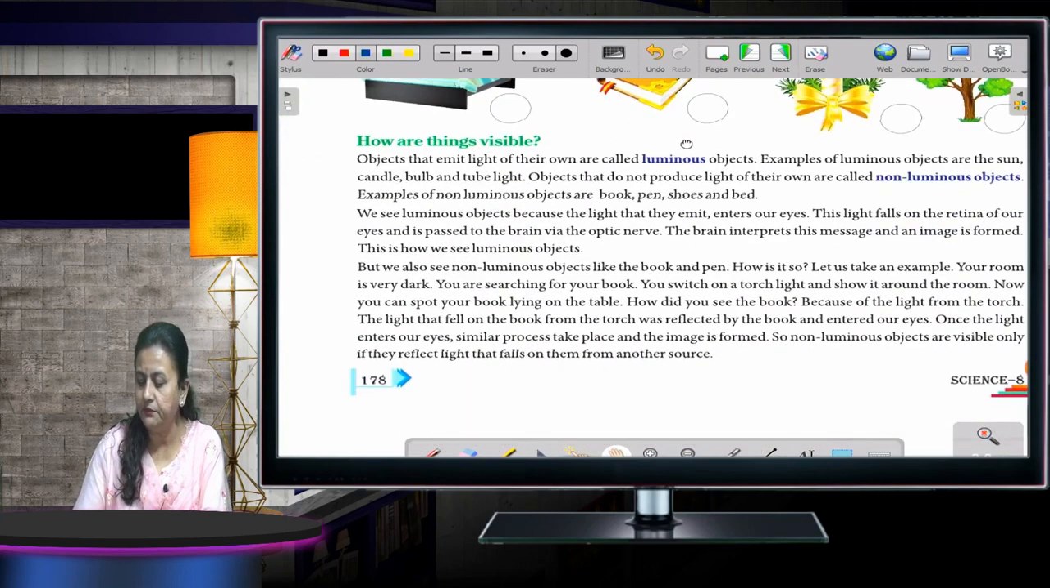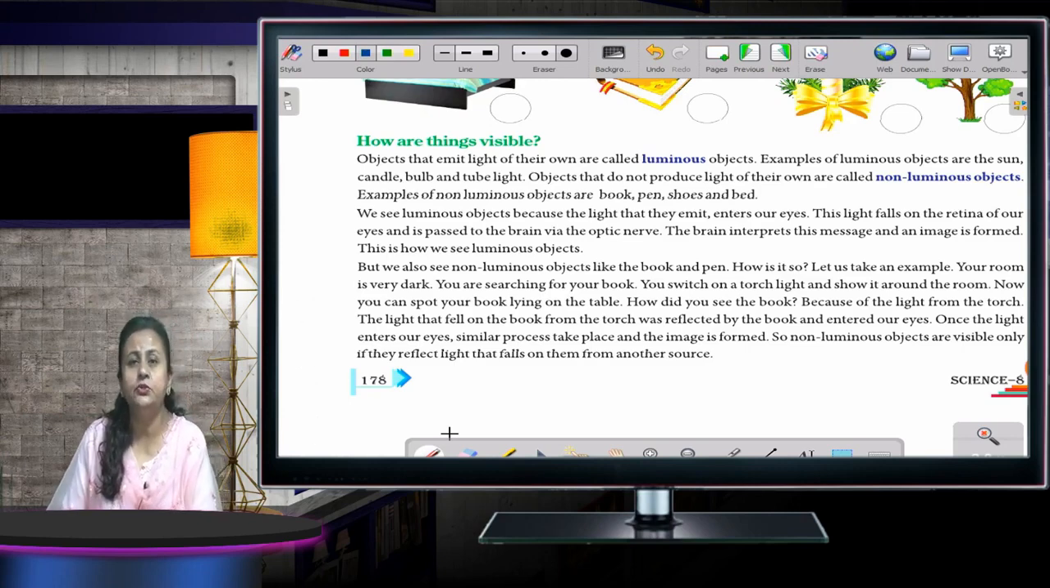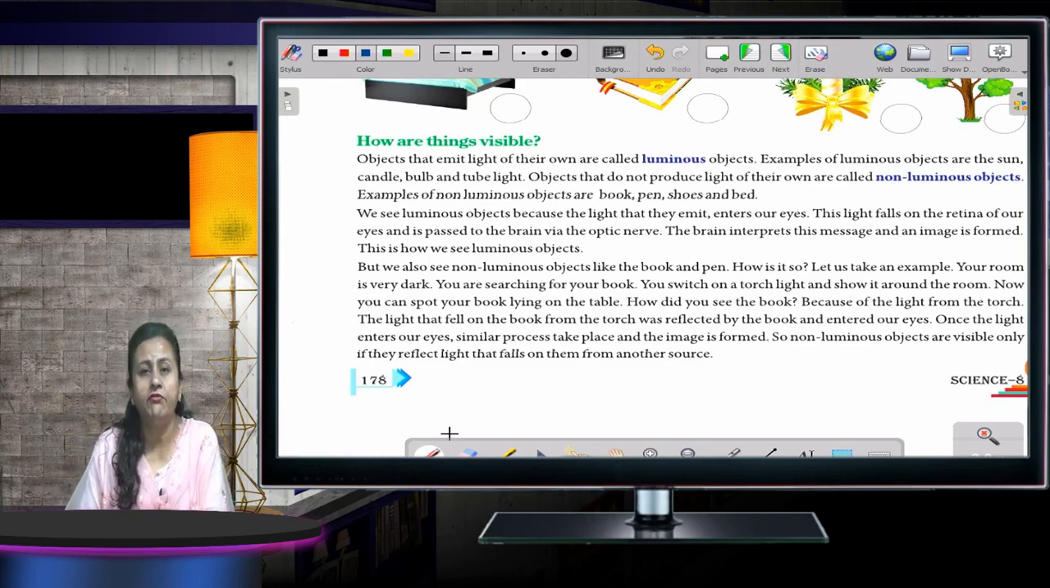How are things visible? Children, the objects that emit their own light, which give out light, are known as luminous objects, whereas the objects which do not emit light on their own are known as non-luminous objects. Right now I am standing under the light, so the tube light is a luminous object. The sun is the main source, it gives a lot of light. So sun, tube light, candle, these are all luminous objects.